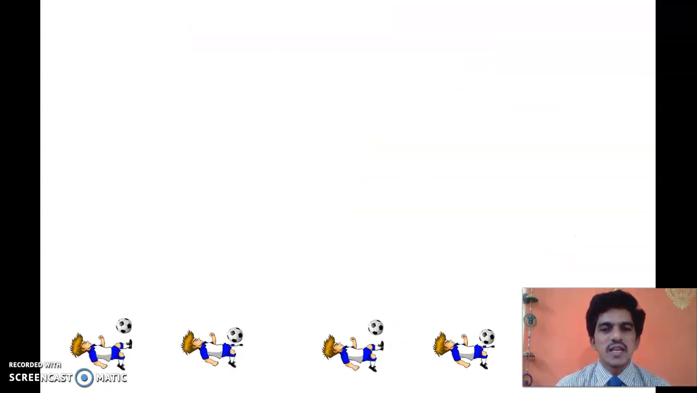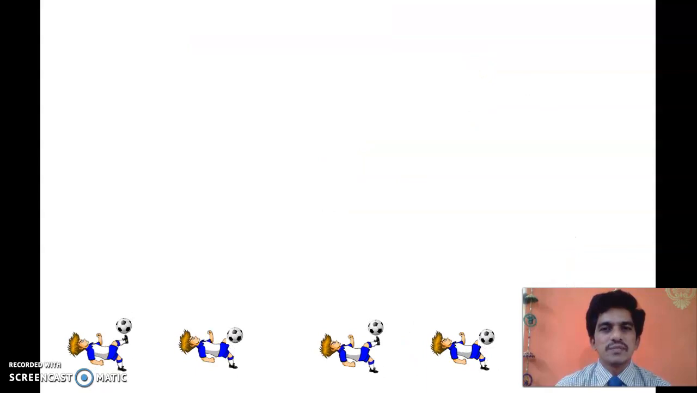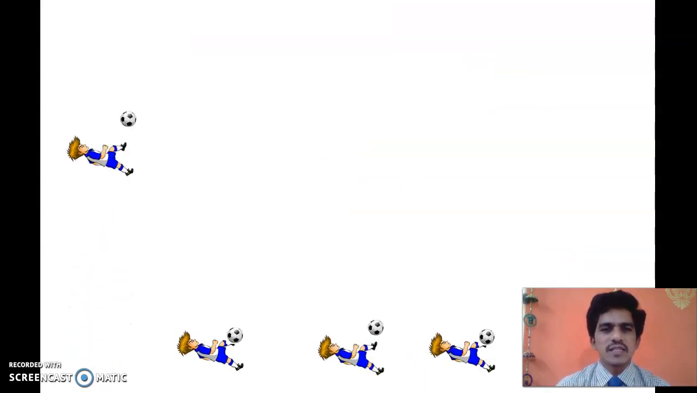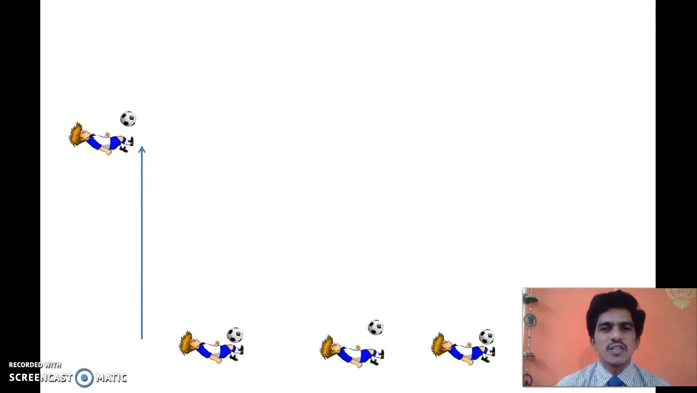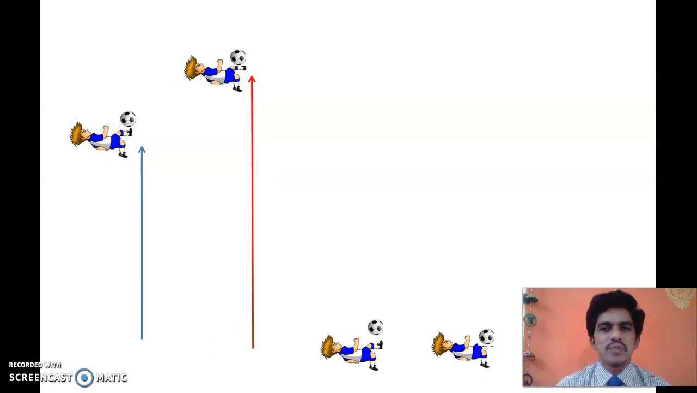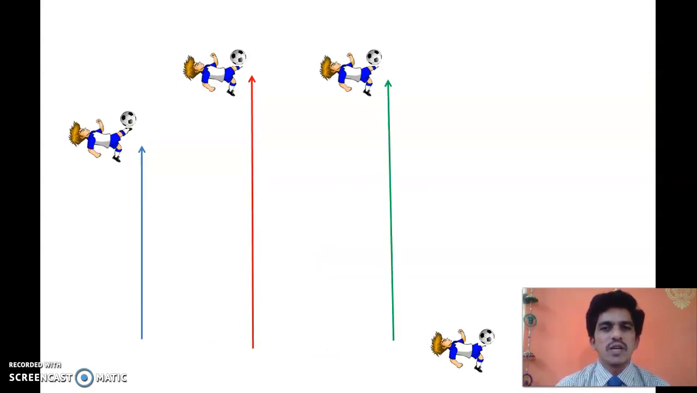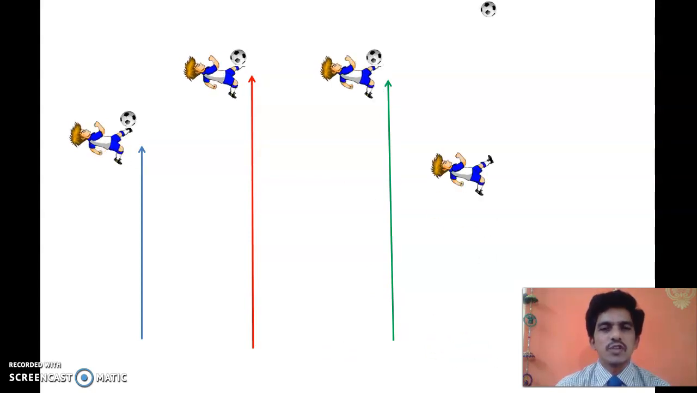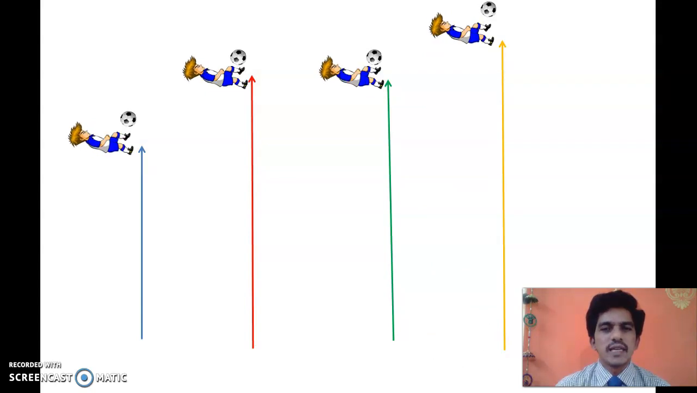And in this case, now they have to travel in the direction of y. So just like in the previous case, this is the first one and this is shown in the blue color, and in the second case, the distance traveled by the second person is shown in the red color, and this is the third case, the third boy kicked the ball and the distance traveled by him is shown in the green color, and the fourth one is shown in the yellow color.